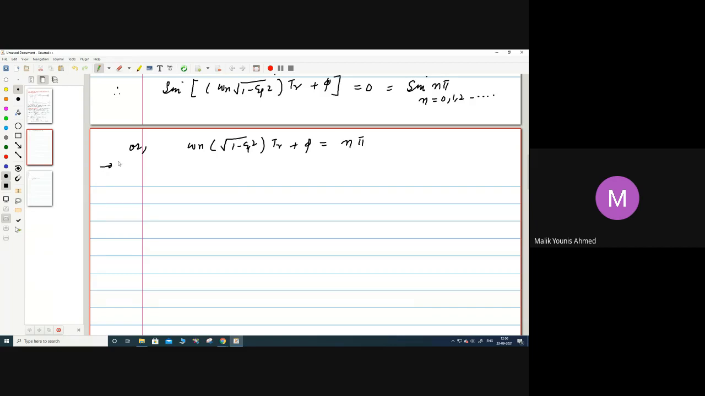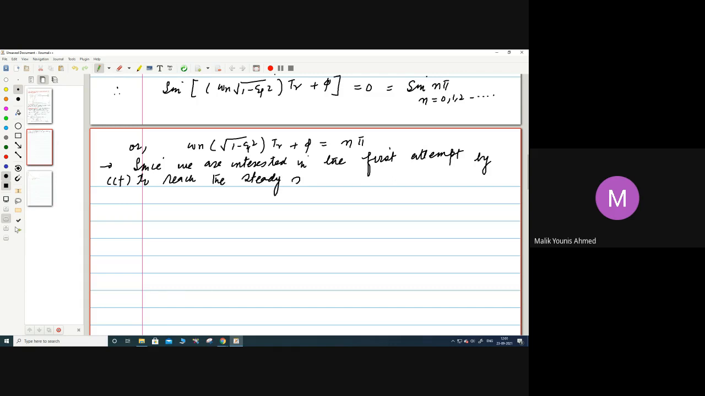So I'll write this point here. Since we are interested in the first attempt by C of t to reach the steady state value, n must be 1.